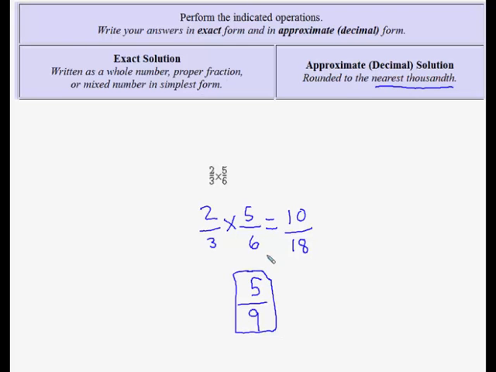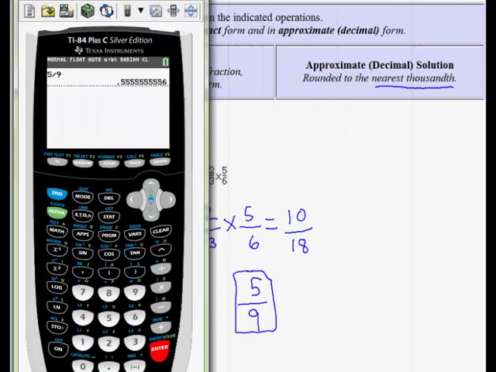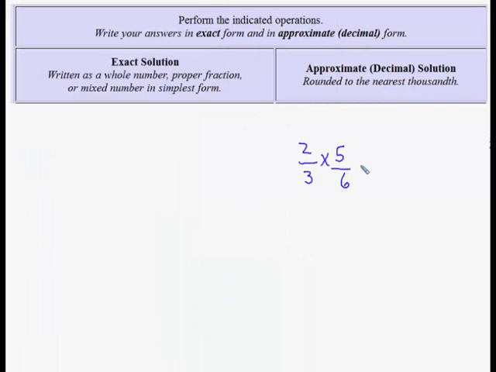Now I will move to a calculator to approximate the value of 5/9. 5 divided by 9 comes out to be 0.555 repeating forever. So I'm going to be rounding my answer to the nearest thousandths, which means the third decimal place. So I will indicate that I'm rounding by using the approximate symbol as opposed to the equal symbol.